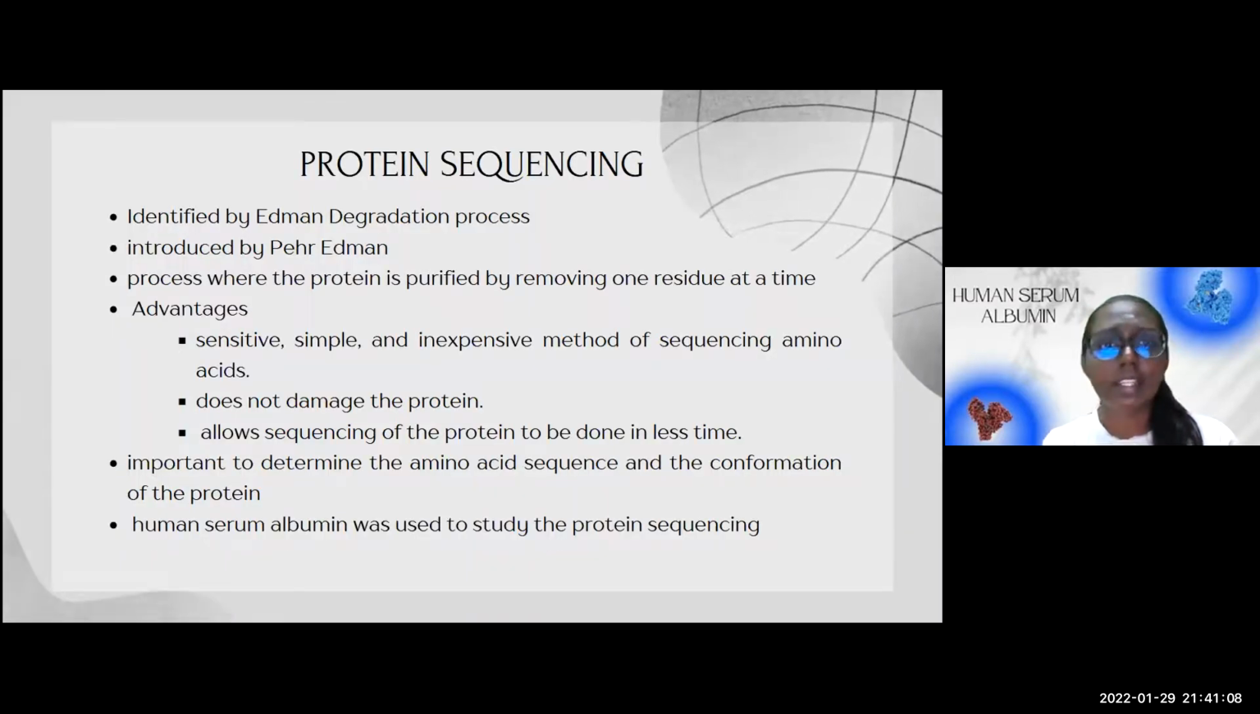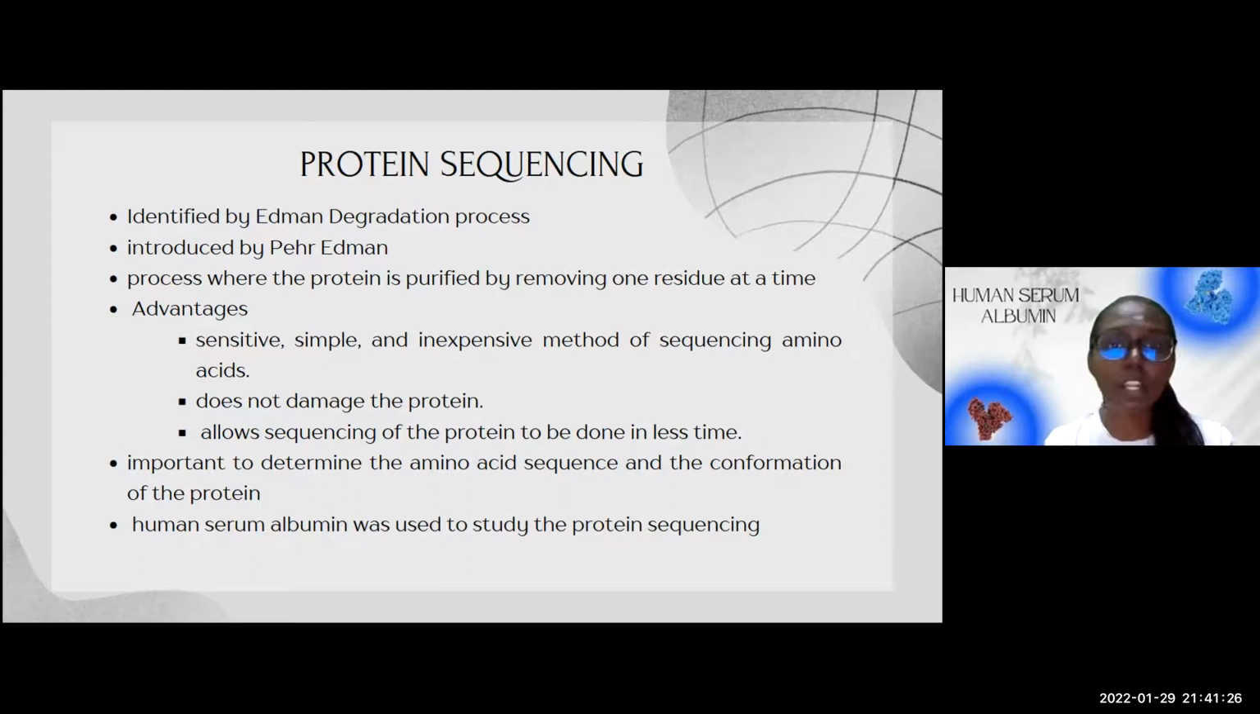The amino acid sequence of a protein can be identified by the Edman degradation process, which was introduced by Per Edman. This is a process where the protein is degraded by removing one residue at a time from the amino end of the peptide without disrupting the peptide bonds between each amino acid.